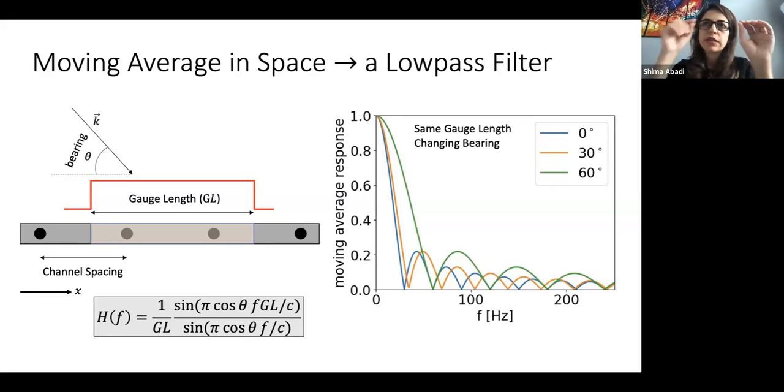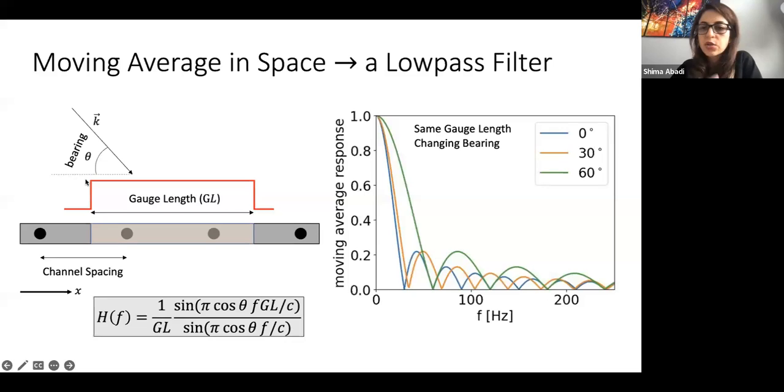If you think about it, in this space we are measuring different data points, and we are technically averaging in space by having this gauge length effect. So that is like having a moving average in our data. And if you look at the frequency response of a moving average, this is the frequency response, which is a function of GL, gauge length, and also frequency, and also bearing, theta. What I'm showing here on the right-hand side is a moving average response normalized as a function of frequency for a single gauge length, but at different bearings.